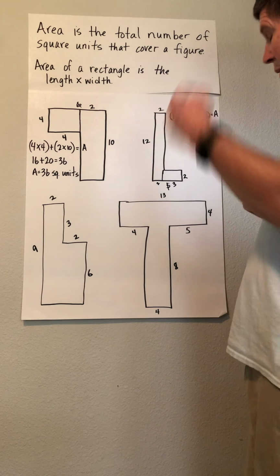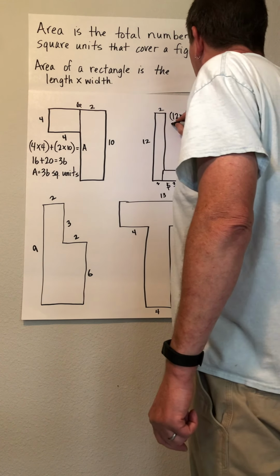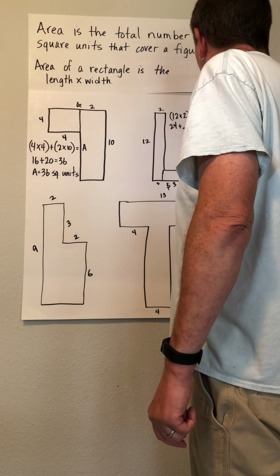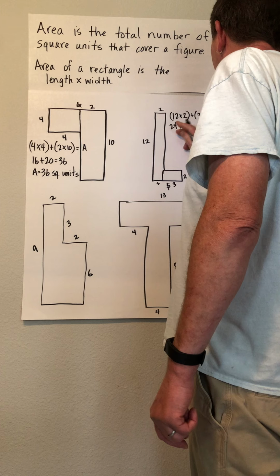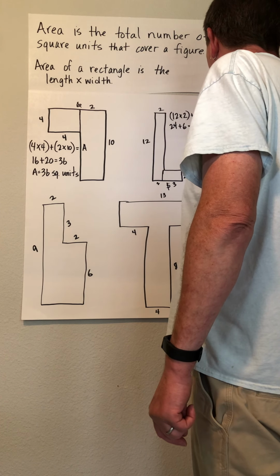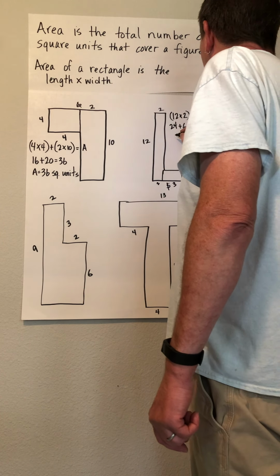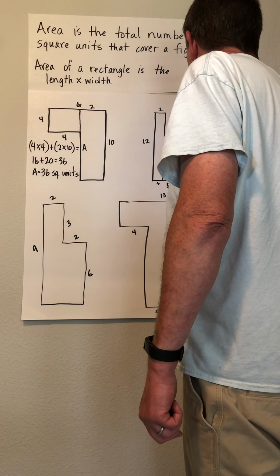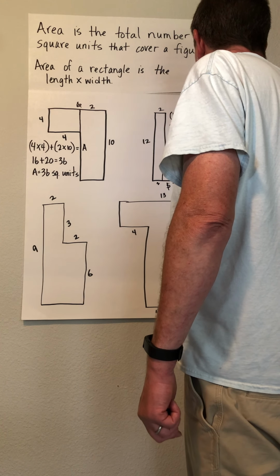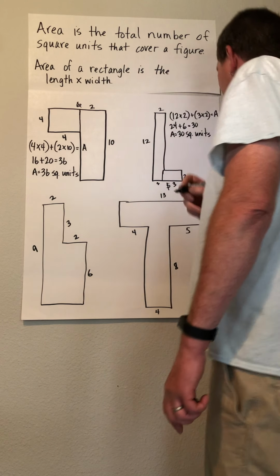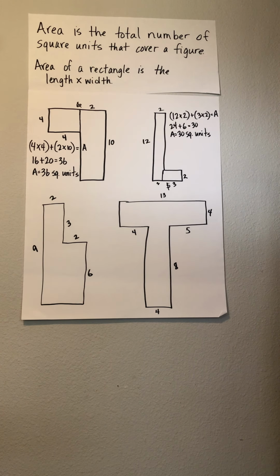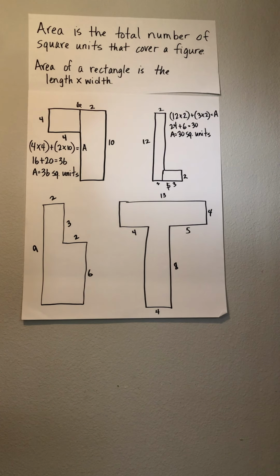So 12 times 2 is 24. Plus 3 times 2 is 6. So 24 plus 6 equals 30. And therefore the area is 30 square units. Okay? All right. Let's move on to this really tall chair looking one.